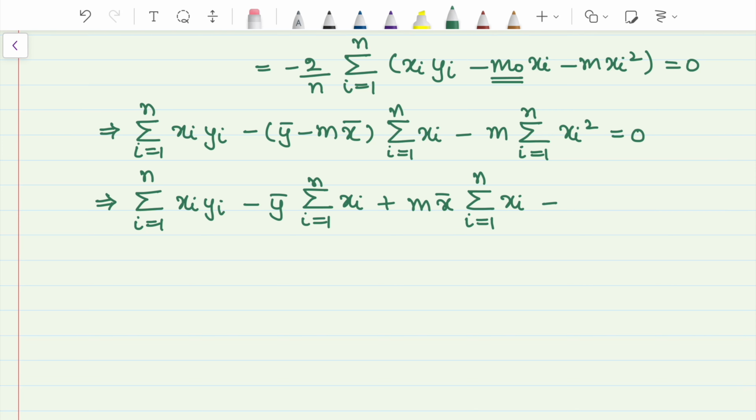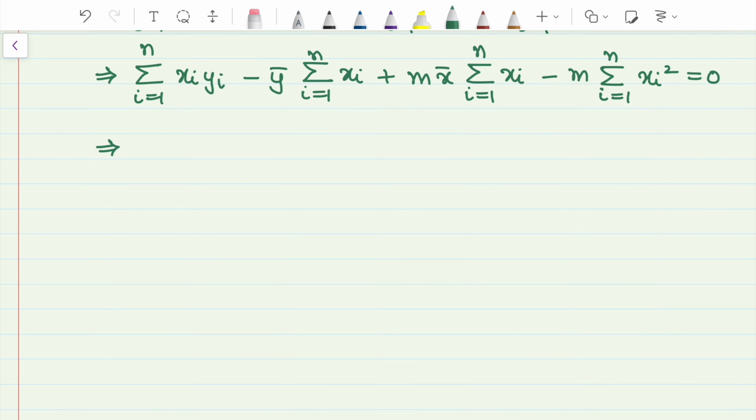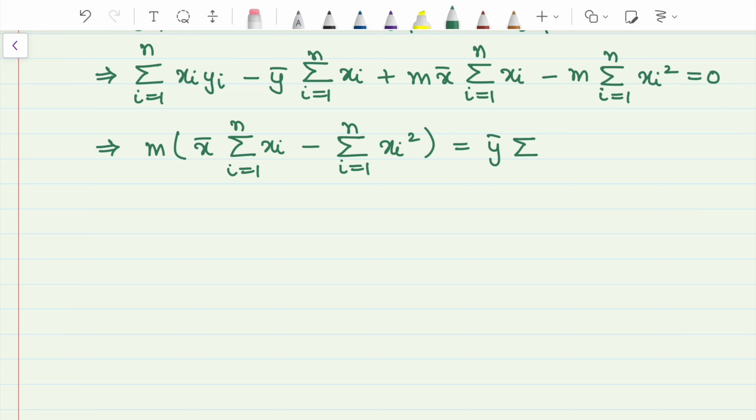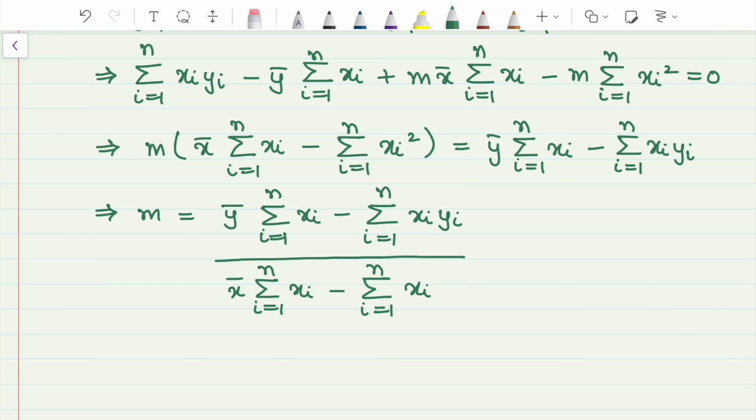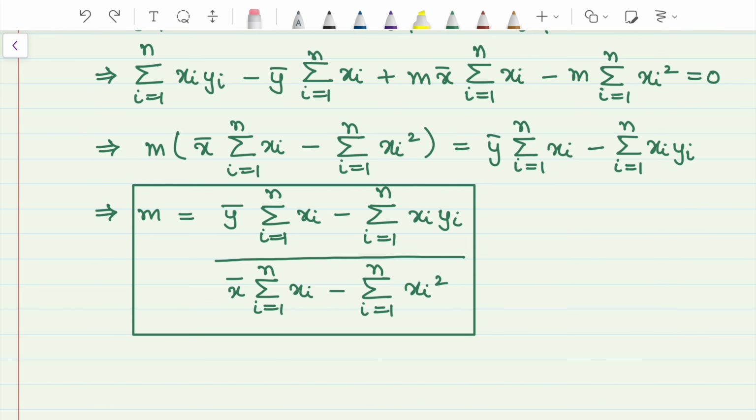Finally, our goal is to obtain the optimal value of m here. So we simplify all the terms and we group the terms that contain m on the LHS and bring all the other terms to the RHS. Finally, we have the value of m to be (y bar summation xi minus summation xi yi) divided by (x bar summation xi minus summation of xi square).